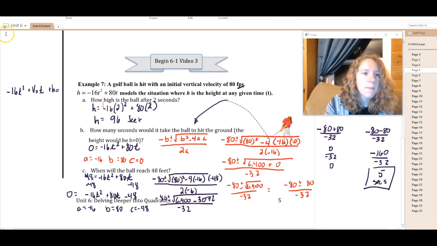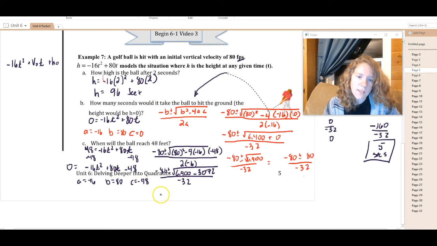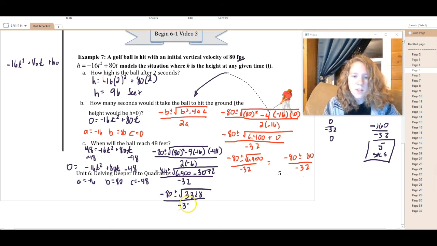Okay, so I have negative 80 plus or minus the square root of 3,328, all over negative 32. Now I have to figure out what the square root of 3,328 is. If I could work a calculator, I'd be able to tell you that. All right, I get a decimal.